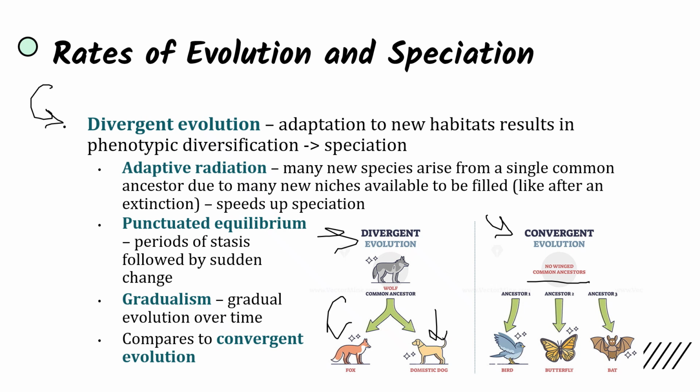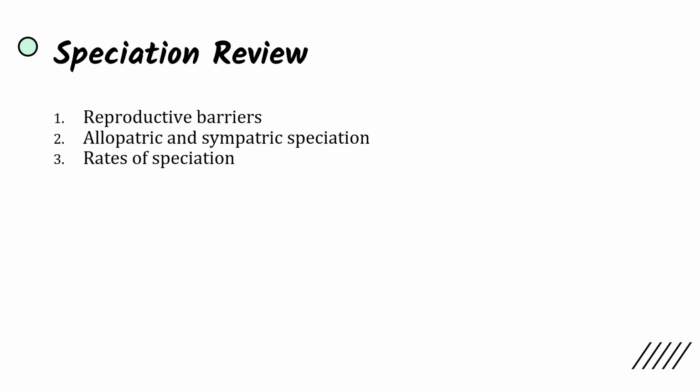So there are lots of different ways that evolution and speciation can occur, but adaptive radiation is definitely going to speed up speciation, and evolution can either occur punctuated or gradual. And so reviewing speciation, you need to know your prezygotic and postzygotic barriers, and that when reproductive barriers occur, that means speciation has occurred. And so we're looking at allopatric, which is geographic, and sympatric, which is behavioral speciation. And lastly, you should know about the rates of speciation that arise through divergent evolution.